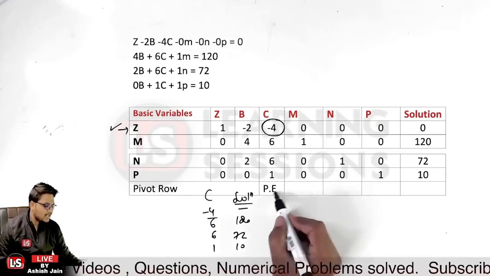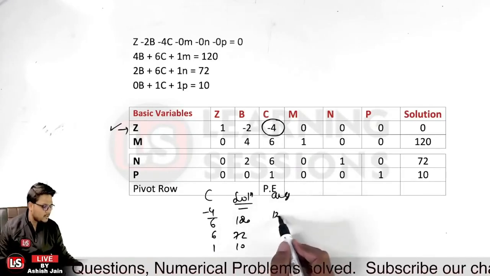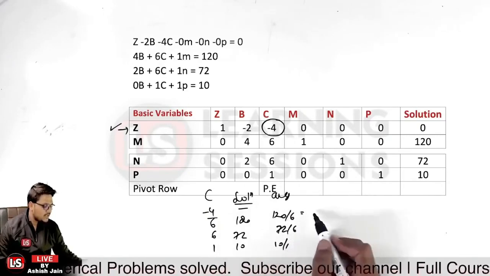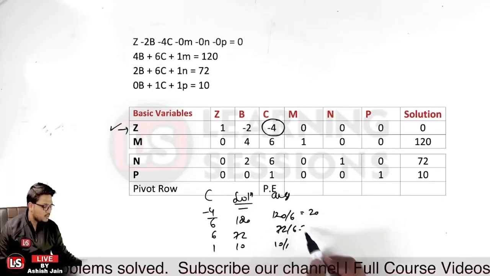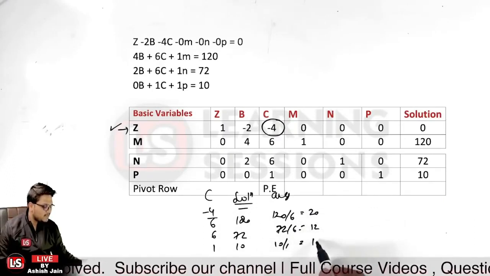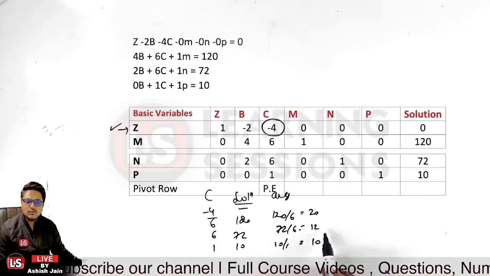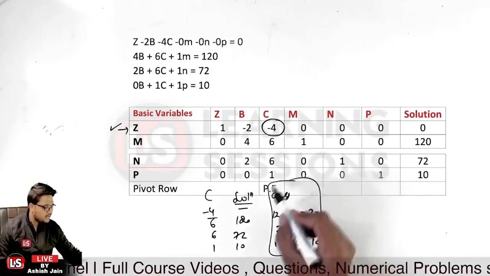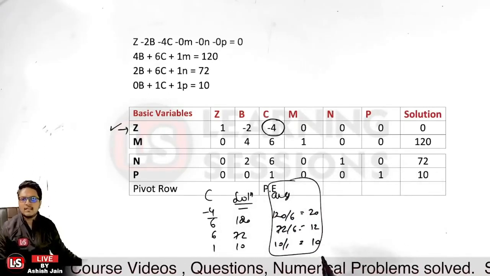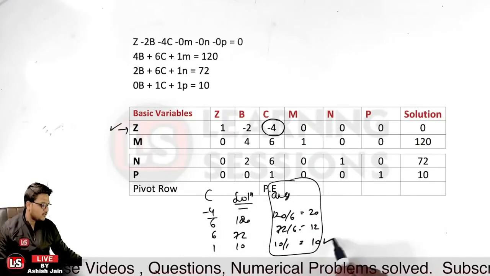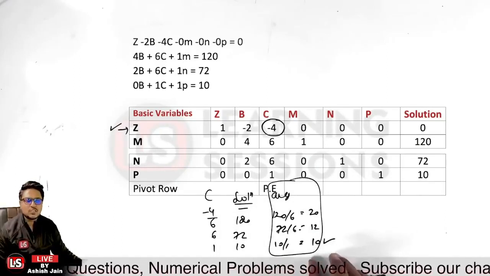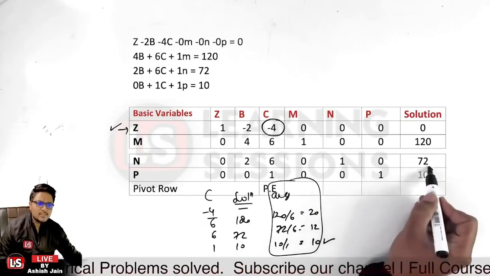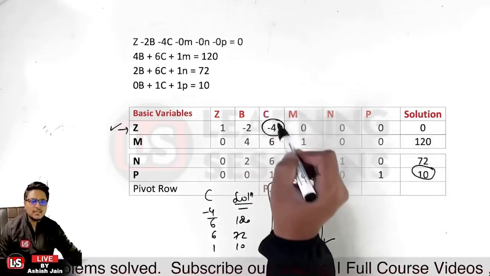Further, we calculate the ratios. It will be 120 divided by 6, which is 20, 72 divided by 6, which is 12, and 10 divided by 1, which is 10. In that case, we look at the least positive value out of these, and that is 10. Is that clear? So this is the least positive value, and over here we have the most negative value.